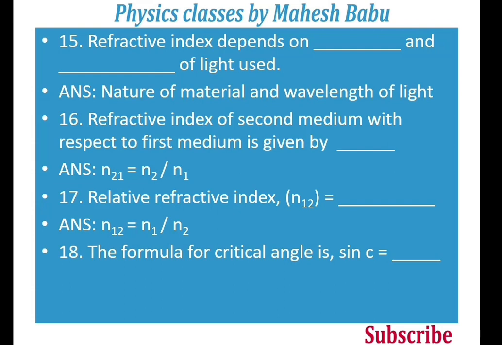The formula for critical angle: they will ask you the relation between critical angle and refractive index. Sin c equals 1 by refractive index, or 1 by n.